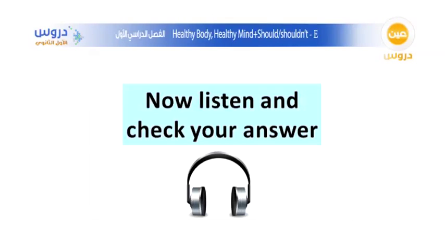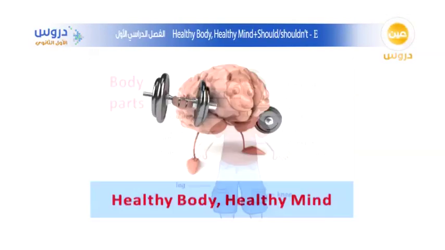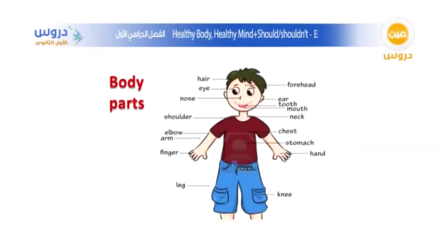All right, before we listen, I would like just to go back. Miss Sarah, you came late, and these are the body parts. We've got the hair, eye, nose, shoulder, elbow, arm, finger, leg, foot, forehead, ear, tooth. You know, tooth in the mouth, and we've got the mouth, neck, chest, stomach, hand, knee, and ankle.